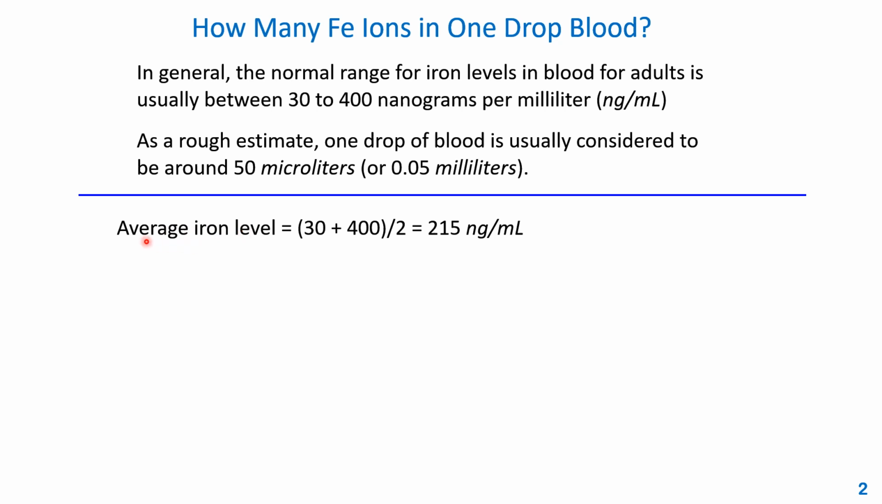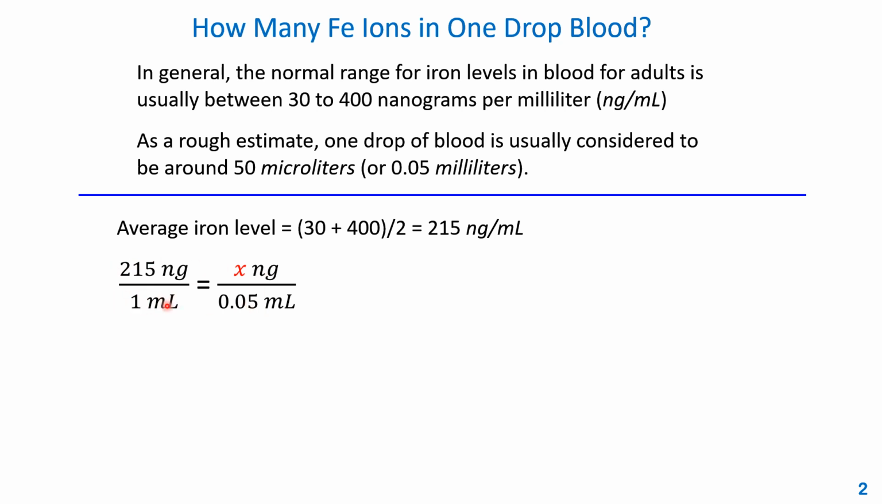First, since it's a broad range, we can just average it: 30 plus 400, divided by 2, is 215 nanograms per milliliter. We can use this number to calculate the average level of iron. Then we can convert this nanograms per 1 milliliter to the nanograms in one drop of blood. So this is a proportion.